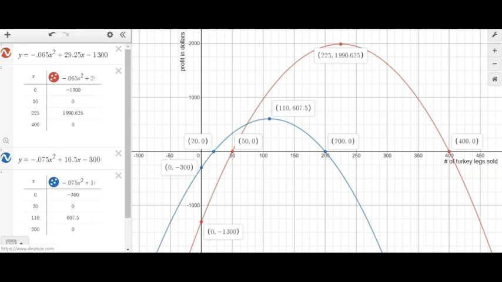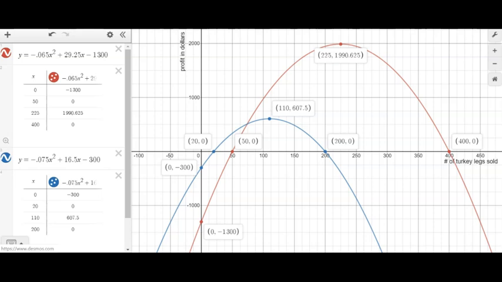And so any number that we put in for the value of T, whether it's 100 or 200 or 150, when we're saying P of 150, for instance, we're saying what is the profit if we sell 150 legs? So when we're looking at P of 100, we're saying what is the profit on the rainy day or the sunny day if we sell 100 legs?